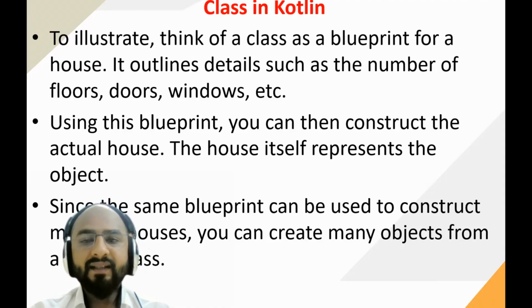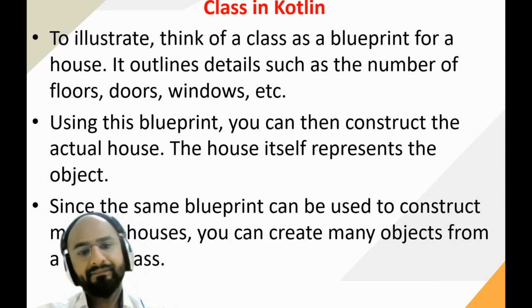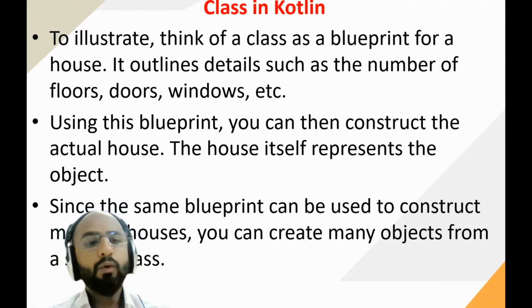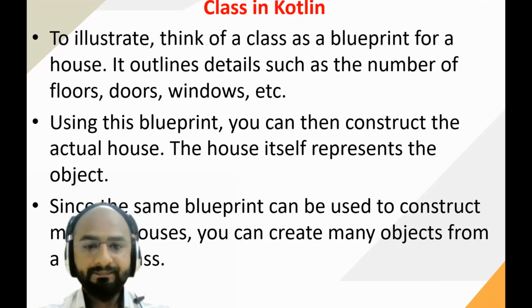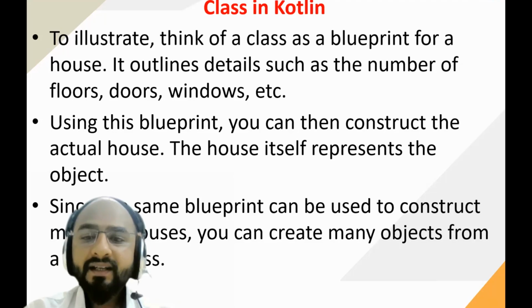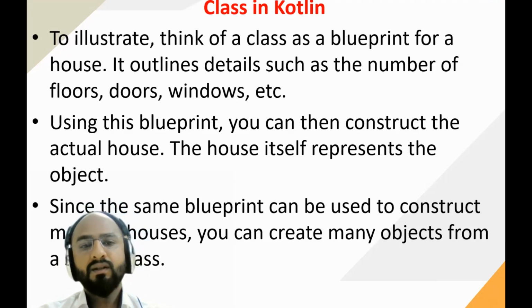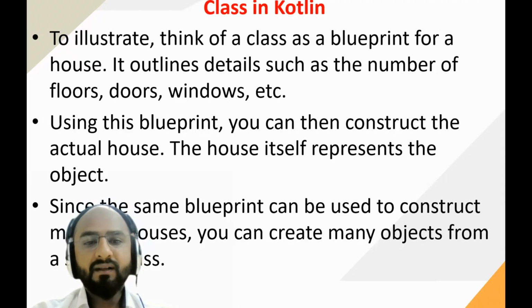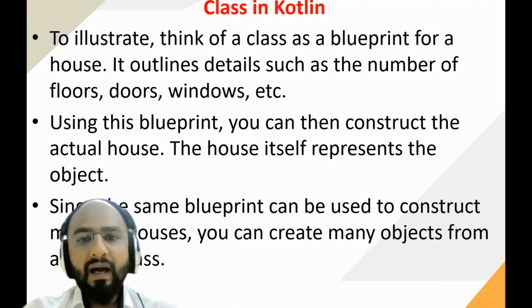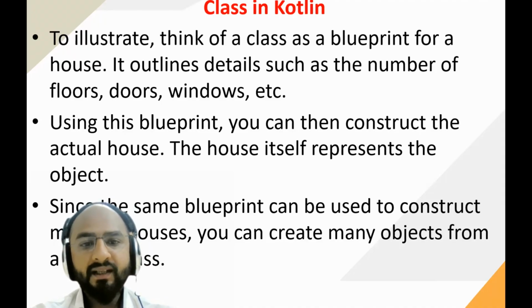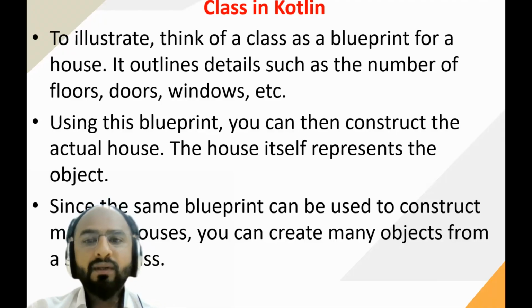Using the blueprint, you can then construct an actual house, right? So class is a blueprint of a particular object. The house itself represents the object. Here the example is given as a house. If you outline the details, such as how many floors, how many doors, how many windows there are, these are the outline details of the particular class, right?